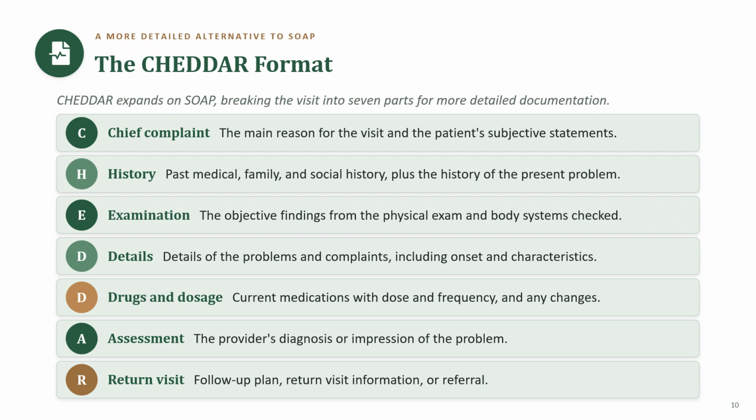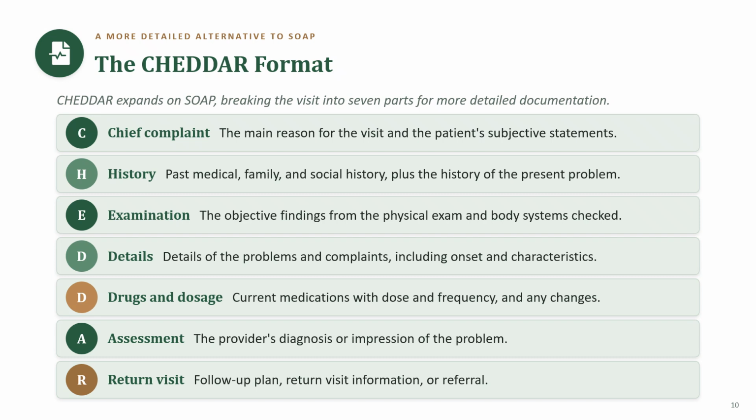The first D is details, the specifics of the problems and complaints, like when they started, what they feel, and things like that. The second D is drugs and dosage, a list of current medications with their dose and frequency, and any changes the provider makes. A is for assessment, the provider's diagnosis or impression, just like in SOAP. And R is the return visit, the follow-up plan, return visit information, or a referral.